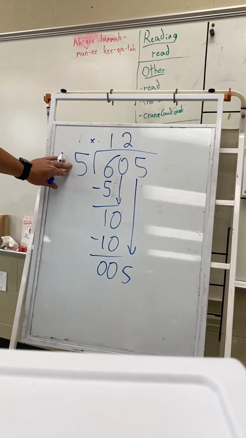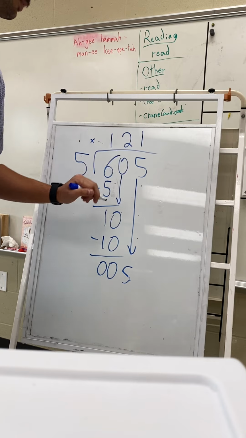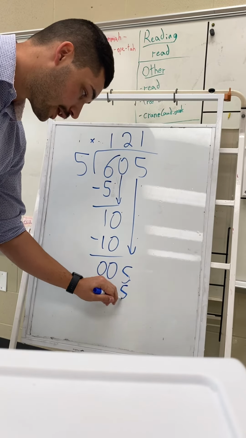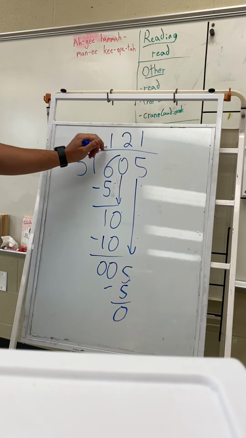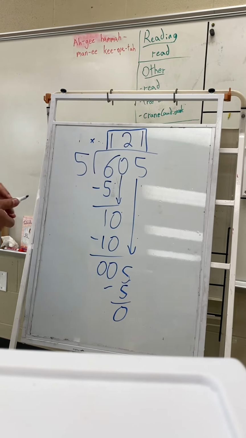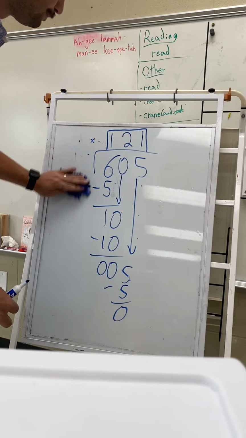And now we got, how many times can 5 go inside of 5? And that would be just 1 time. So we put our 1 up here, and then we subtract our 5. And we have no remainder, so 121 is going to be our answer there. Make sure that you're showing your work.